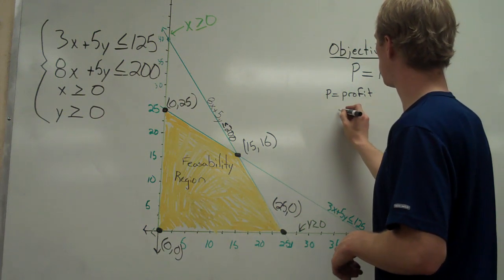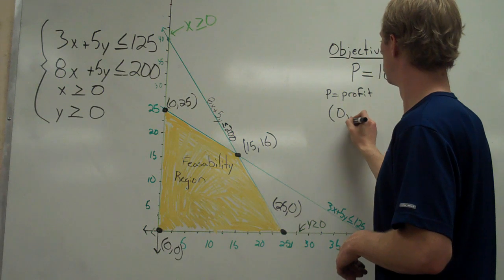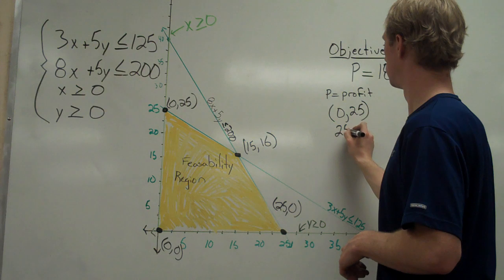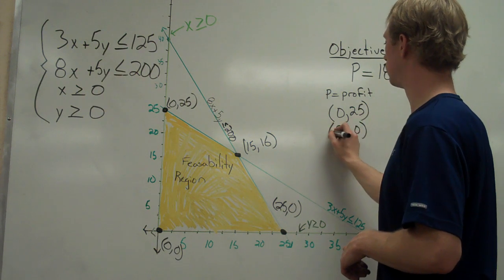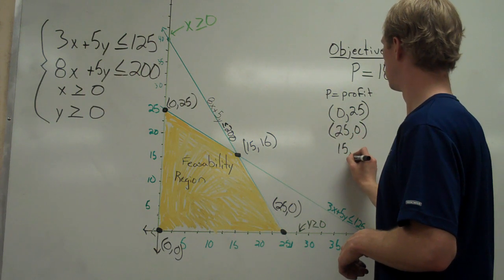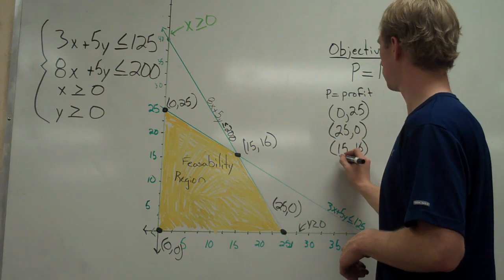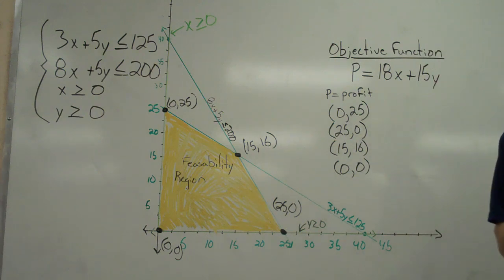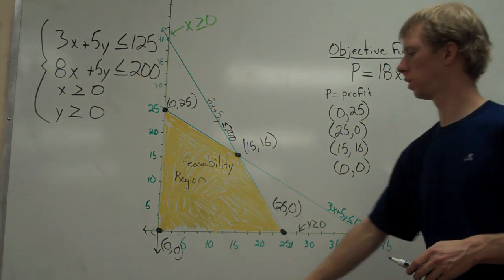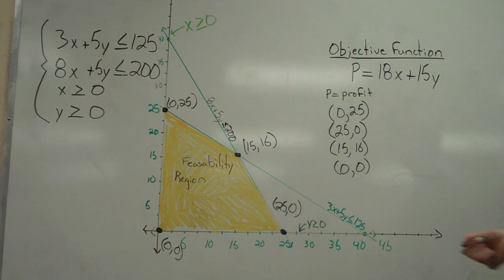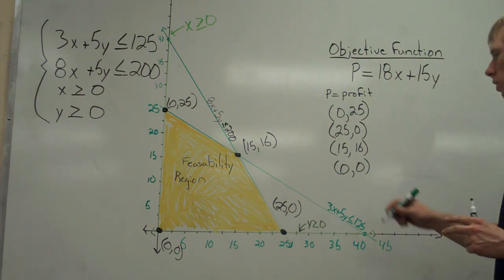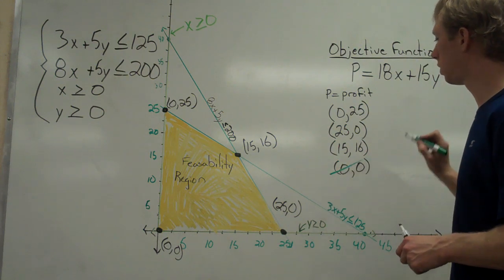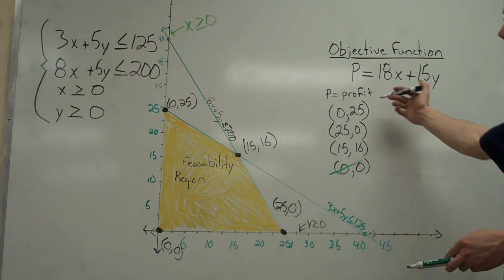So I can take my 4 points, (0, 25), (25, 0), (15, 16), and (0, 0). Now I can take a moment and think logically and say, well, am I really going to make the most money if I sell 0 of each? No, I'm not. So I don't need to test that one. What I'll do is I'll test these 3.